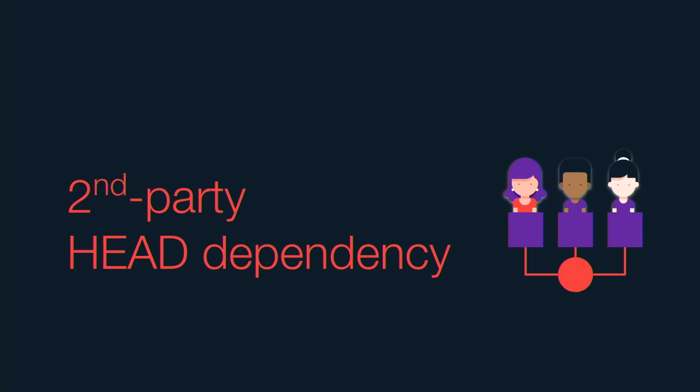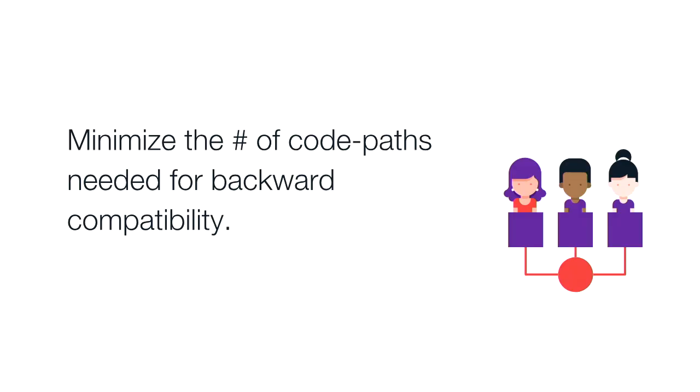So what's second party head dependency? This is having a shared version which is relatively up to date that everyone in the organization is using, right? It can be just using a global version, but this means that everyone is using the same version of the code. Why would you want to do that? So first, because you want to minimize the number of code paths needed for backward compatibility. If I need to maintain a library that supports clients from 5 versions, 3 versions, and the latest version, I have many more code paths that I need to take into account whenever I do a code change.